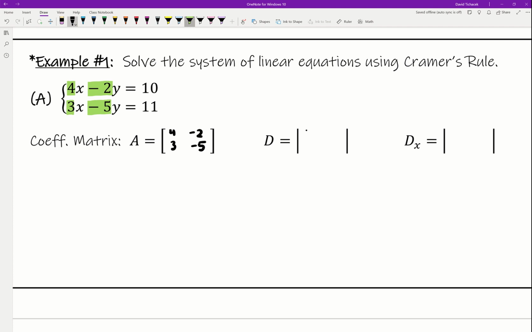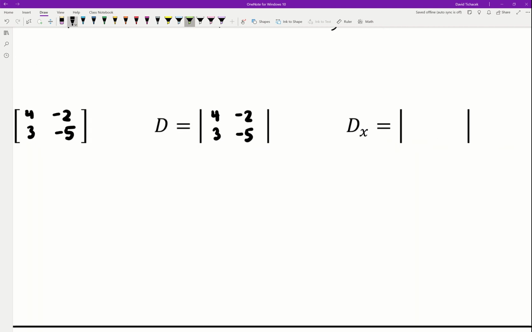And now what we want to do is come up with the determinant for that. And so we're going to go ahead and write these values down here in the determinant, and then we're going to follow that formula that we saw in the last video for calculating this. We just want to multiply the numbers on the diagonals, so that'll be 4 times -5, and then -2 times 3, and then we want to subtract the results.